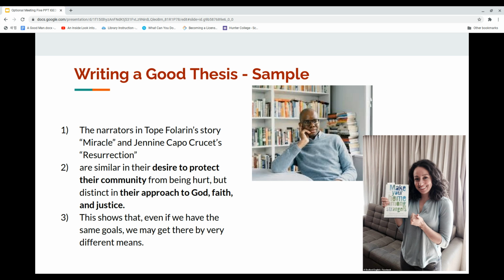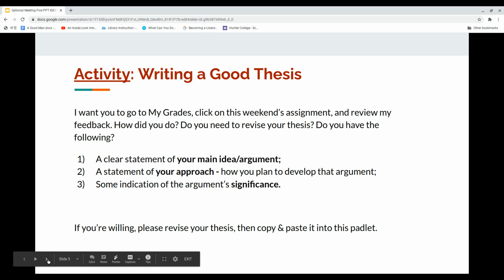Here's my argument. The narrators are similar in their desire to protect their community from being hurt, but distinct in their approach to God, faith, and justice. So I'm saying they're similar in how they want to protect their community, but they're distinct in their approach to God, faith, and justice. My final thing is a statement of the general significance. This shows that even if we have the same goals, we may get there by very different means.